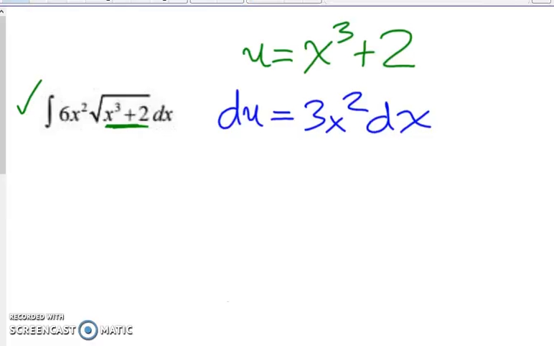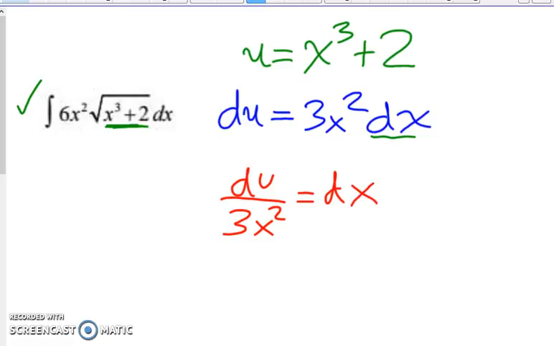Step 3 is to solve this new equation for dx. So we want to get this dx by itself. We're going to divide both sides by 3x squared. So we get du divided by 3x squared equals dx.